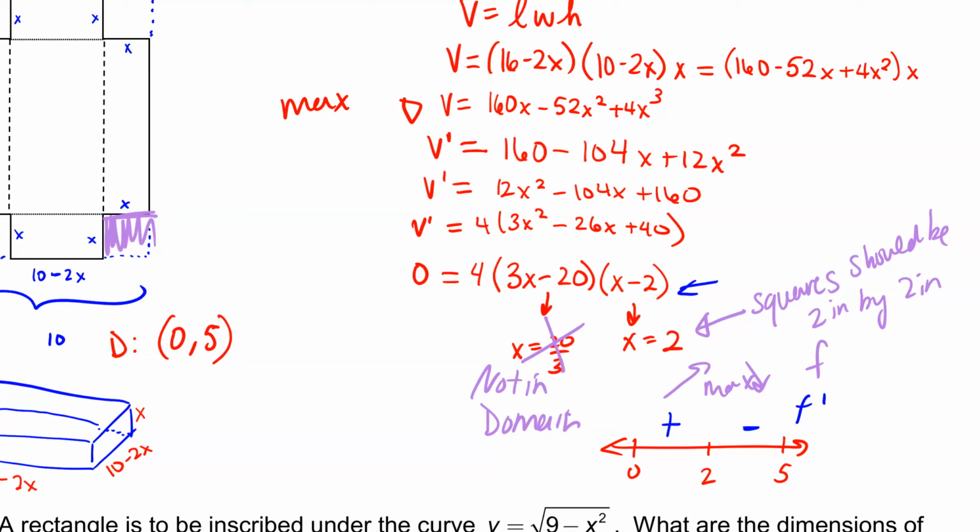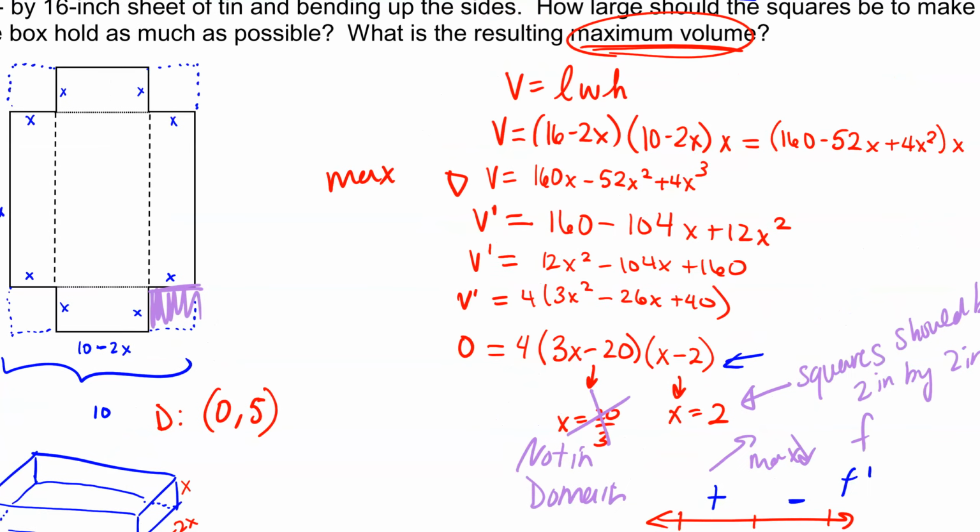Okay, so how large should the squares be? How large should the squares be to make the box hold as much as possible? Boom, found it. 2 by 2. Second question, yeah, 2 inches by 2 inches. Yeah, because if x is 2 and we're cutting out squares, if one side's 2 and it's a square, it means the other side has to be 2 as well. Oh, because it's a square. Yeah. Okay, so check. We found the dimensions of the box, the square.